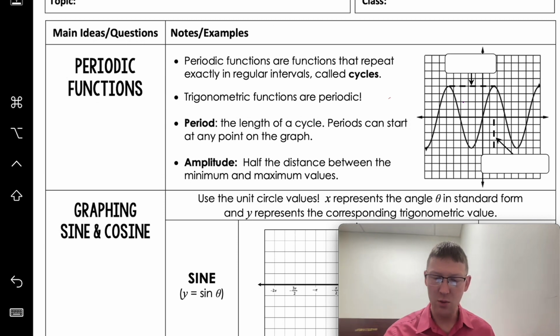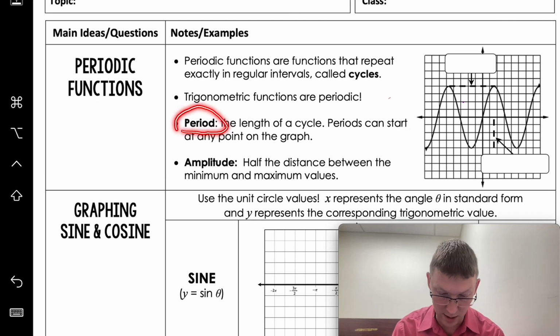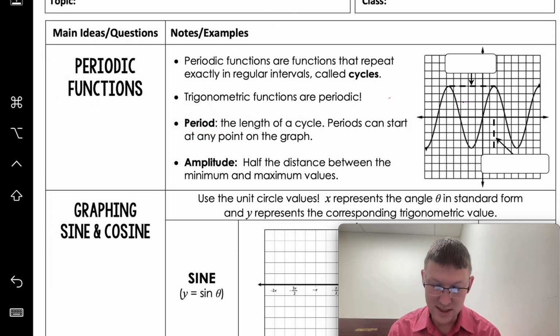But we do need to know a little bit of vocabulary. So here we go. Periodic functions are functions that repeat exactly in regular intervals called cycles. Trigonometric functions are periodic. So here's the thing you need to really pay attention to: period. Period is the length of a cycle. Periods can start at any point on the graph.